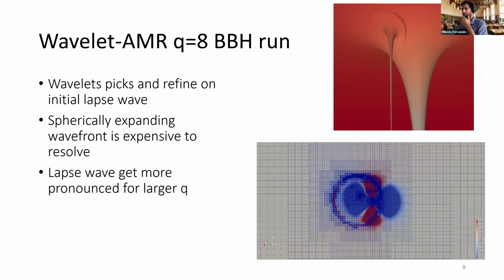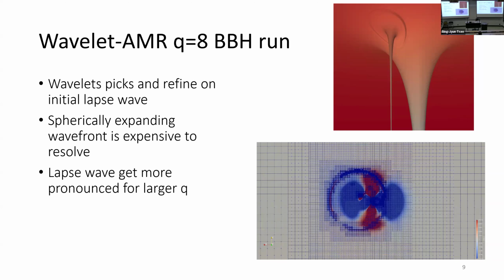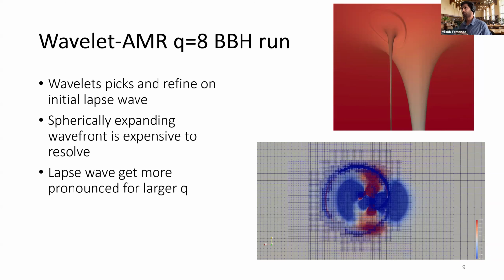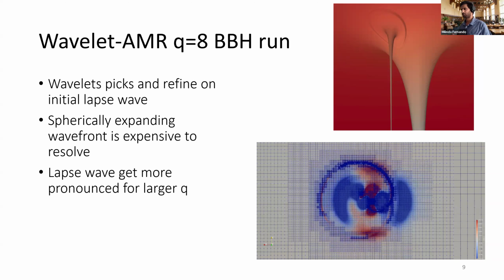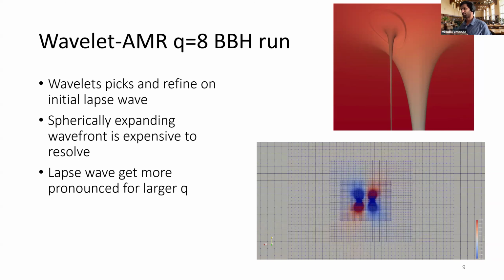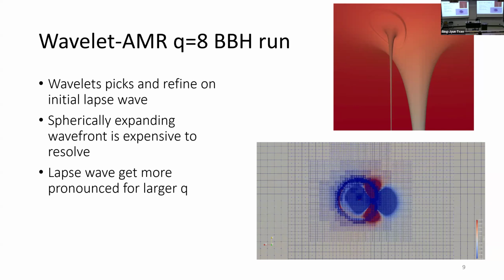Currently, we use all of them. We have tried to use a subset of those, but we found that in order to get a more accurate simulation, we need to refine based on all of them. Yeah, all the 24 variables in the BSSN formulation. Thank you.